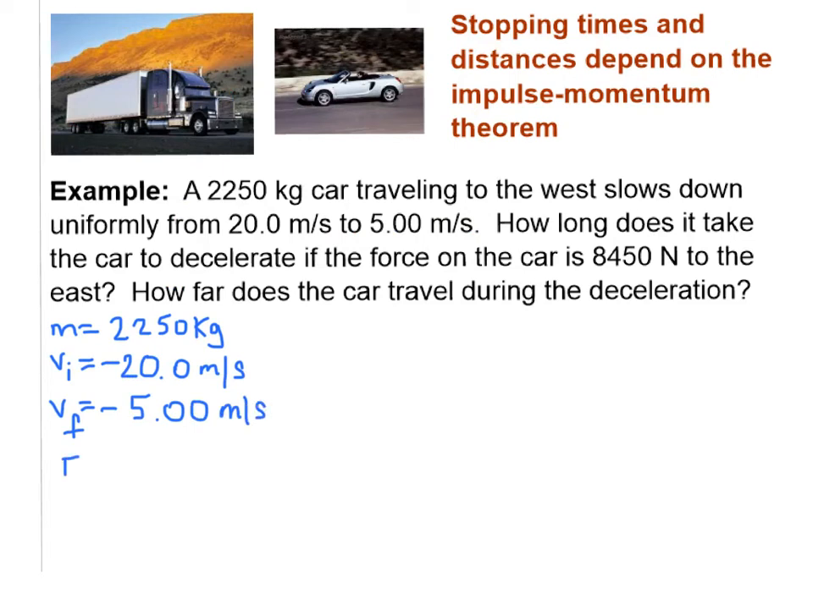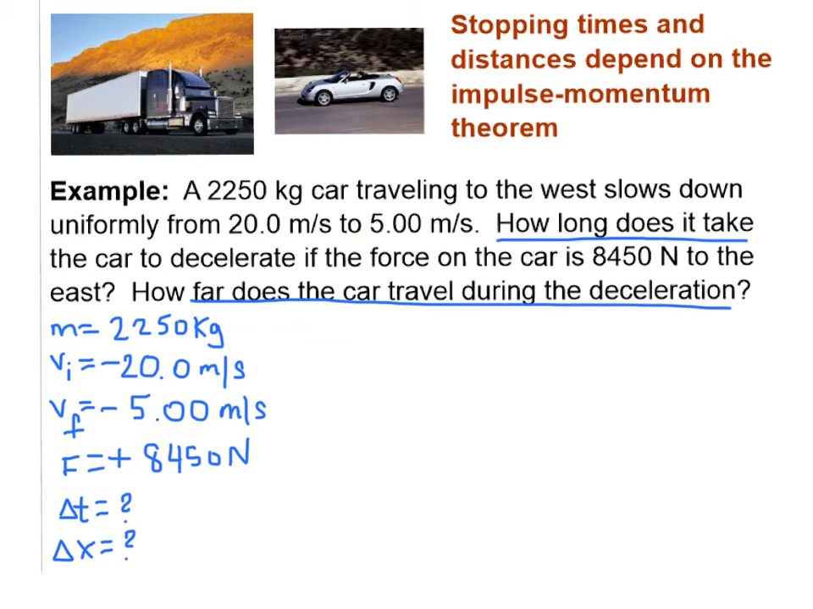I know that the force that is exerted on the car is 8,450 newtons to the east. So I'll designate that in the positive direction because it's to the east. So, 8,450 newtons. My change in time is unknown and my change in distance is unknown, and I would like to find both of those because it asks how long does it take the car to decelerate if the force is 8,450 newtons, and then how far does it travel during that negative acceleration. So first I will find my change in time by using the impulse momentum theorem.